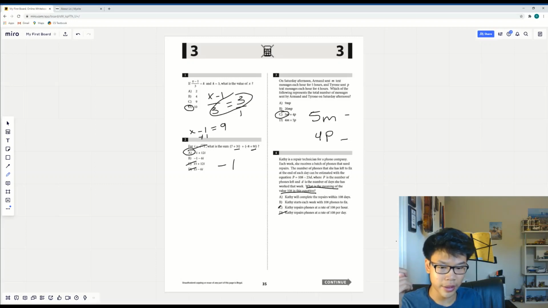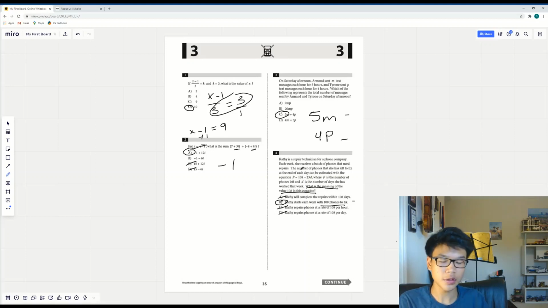Rate, no. Rate, no. Complete the repairs within, no, that doesn't make any sense. B will be have 100 phones to fix. Yeah, because it's starting with, that sounds like a constant to me. I just want to go back and read it to make sure. Number of phones that she's left to fix at the end of each day. So yeah, this is how much she starts with at the beginning of the week.